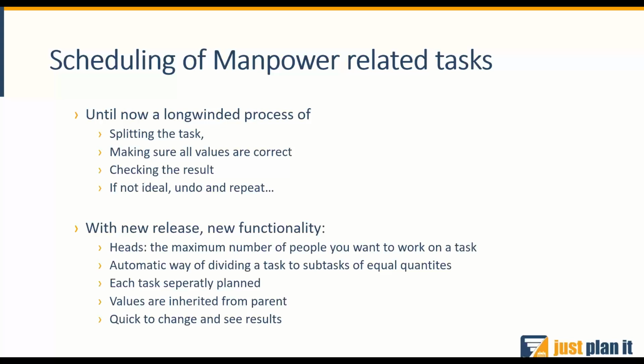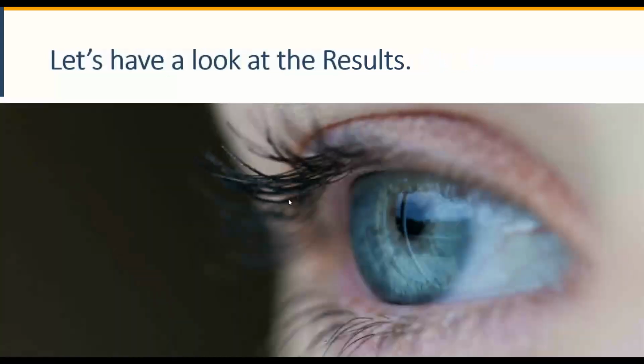All values on setting the heads are inherited from its parent, so you don't need to take care of watching the hyperlinks, the additional informations, anything like that that you would need to take a look at when simply splitting the task or even changing it. All those values are directly inherited from the parent or base task here. And this is fairly quick to do and see the results and even change them. And how are we doing that? Let's take a quick look at how we are going to do that.